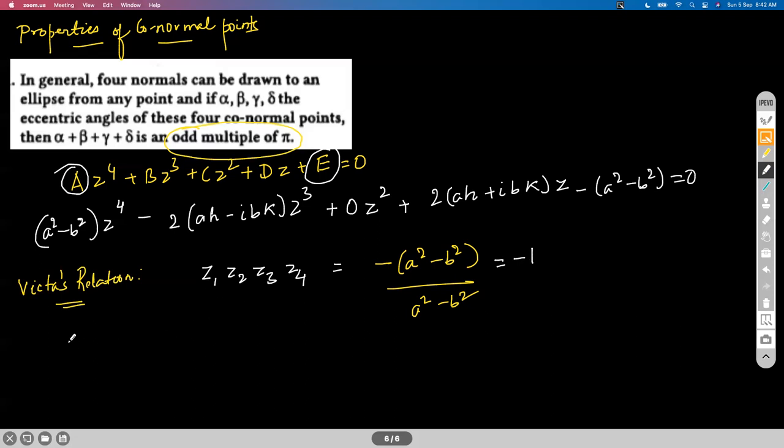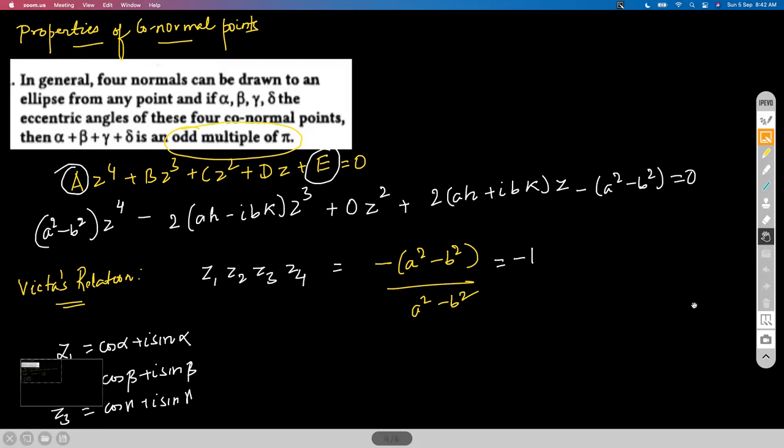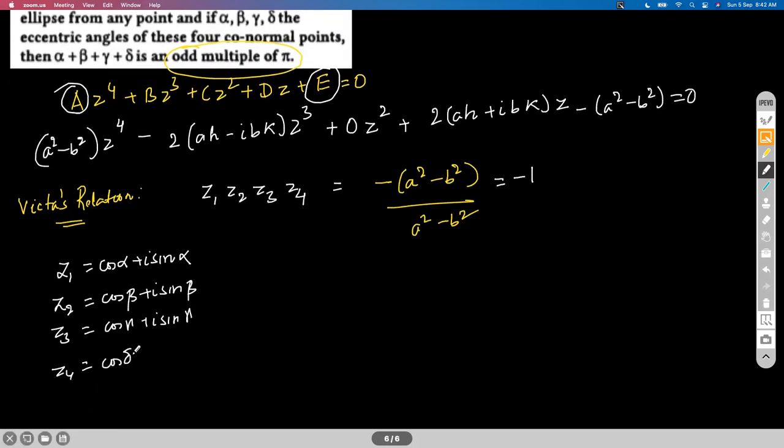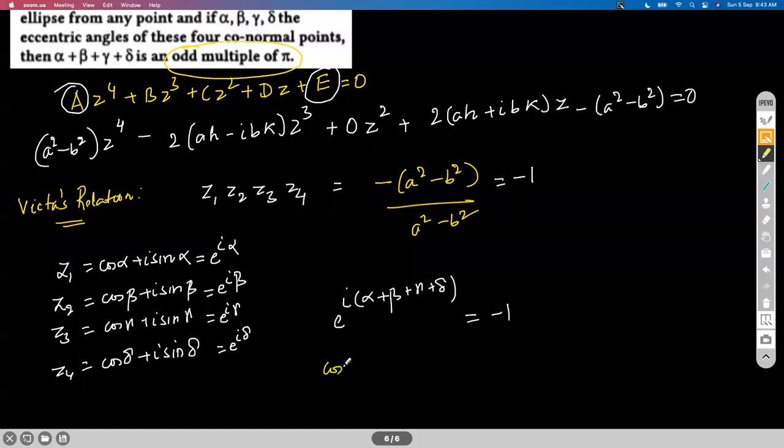Now let us say each of these complex numbers z1 is made up of such arguments which are the eccentric angles of those points. Okay, so the product will be what? And if you want, you can write it like this also, not an issue. Euler's notation of complex numbers. So this is nothing but e to the power i times alpha plus beta plus gamma plus delta, that is equal to minus one. In short, you have written cos of alpha plus beta plus gamma plus delta plus i sine of alpha plus beta plus gamma plus delta is minus one.